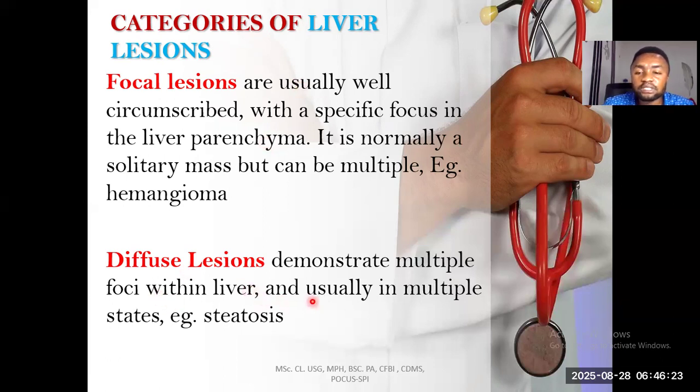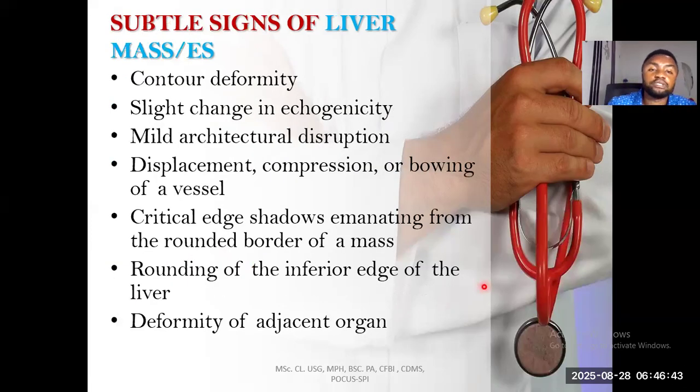So diffuse lesions demonstrate multiple foci within the liver. Multiple foci, meaning they can be distributed haphazardly, anyhow, and usually in multiple stages. An example is steatosis, and we'll talk about steatosis.